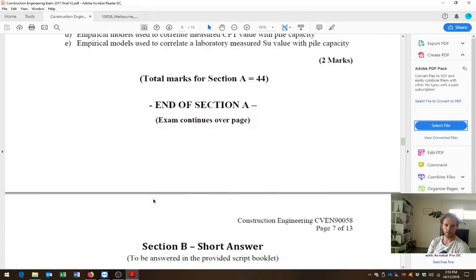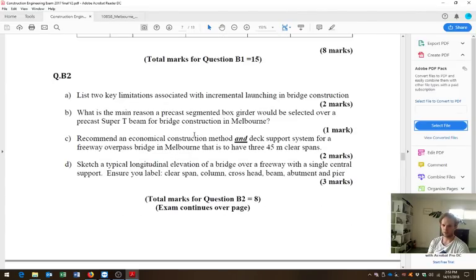2017 B2C, recommend an economical construction method and deck support system. Okay, we talked about this a bit yesterday too. So this is a steel composite box girder bridge. That's the best one. We could just crane it into position. That's the most economical in Melbourne for these longer spans. If it was much shorter, you'd probably choose a Super T. If it's much longer, you'd probably go a concrete box girder. 2016, so construction method, yeah. So you would crane the box girder into position and then cast the deck on top, just to make sure I'm answering the question properly.